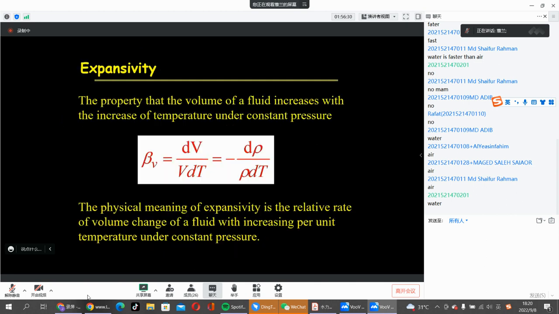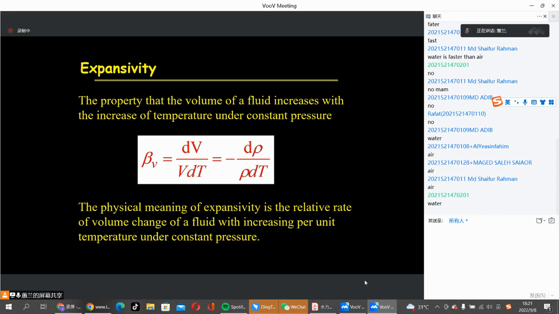If you study thermodynamics, there is another very important property of fluid, which is expansivity. It describes how the fluid volume changes when the temperature changes. But because we don't do a lot of topics related to temperature change, we won't talk about expansivity much.